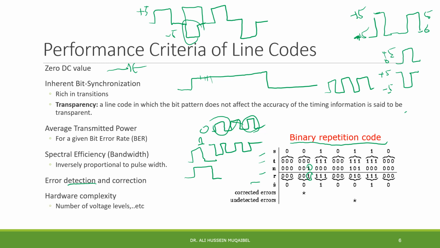Now, of course, one of the important things is the hardware complexity, because we have seen that some line codes require more than one voltage source. This is one example of complexity.